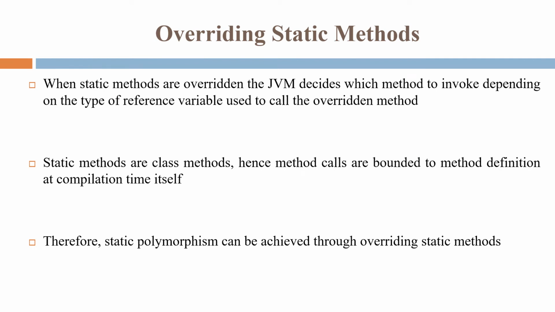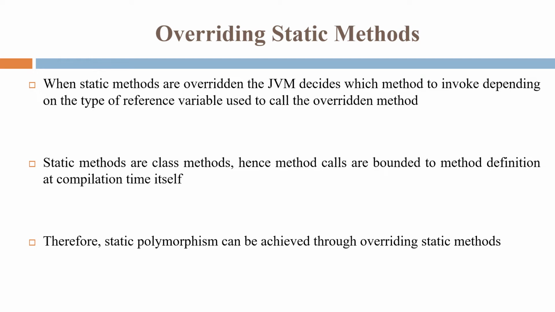Overriding static methods. What is overriding? When a subclass redefines a method of the superclass, it is called overriding. In the case of static methods, when a subclass redefines a static method of the superclass, the JVM decides which method to invoke depending on the type of the reference variable rather than the object to which it is pointing.